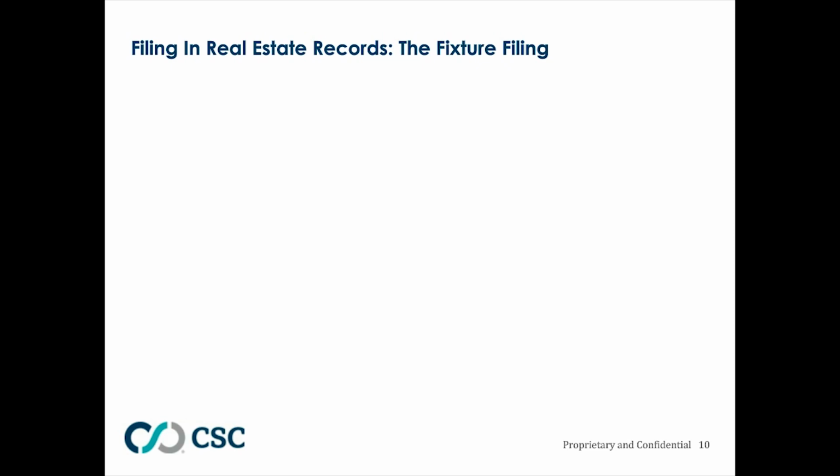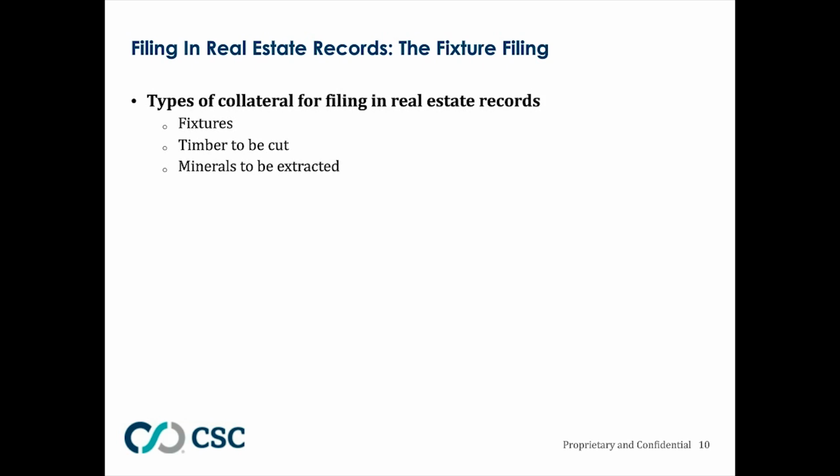Next, I want to talk about some of the special requirements that apply when filing a UCC record at the county level in the real estate records, what's also known as a fixture filing. There are certain types of collateral that generally require filing in the real estate records, or at least it's a good idea. And these include fixtures, timber to be cut, and minerals to be extracted.